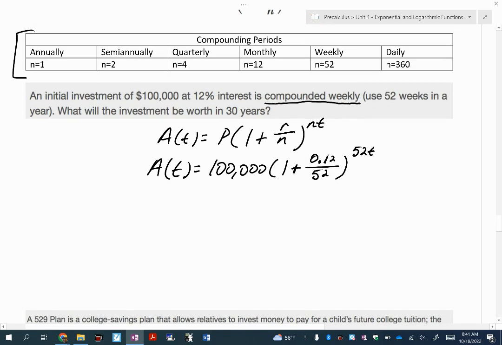So this is the model. Some teachers will have you simplify the 0.12 divided by 52. Go ahead if you want. There's no real reason to do that.